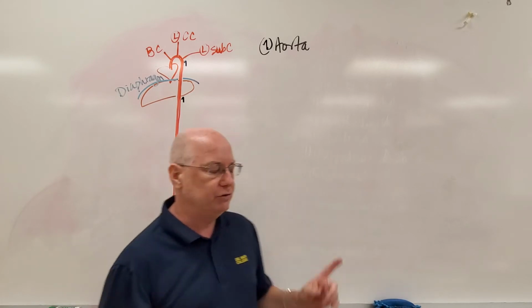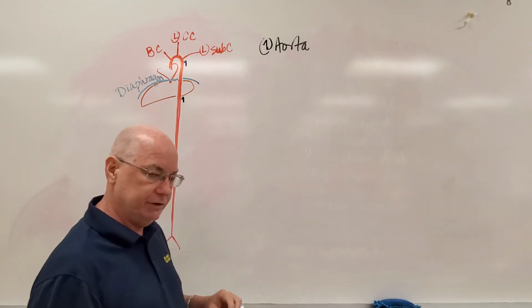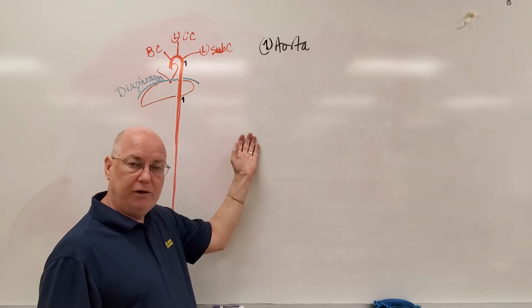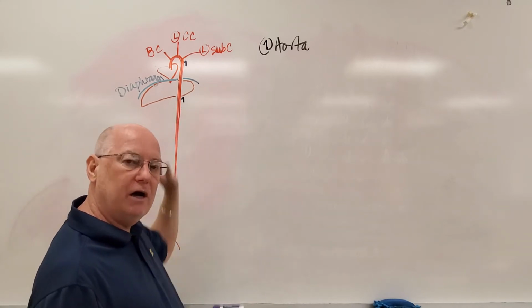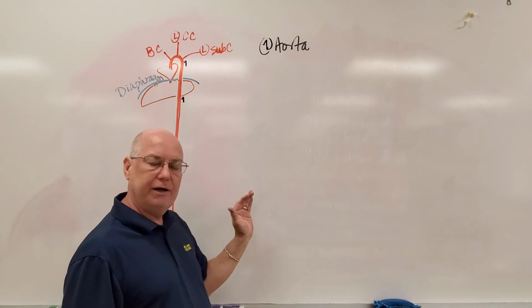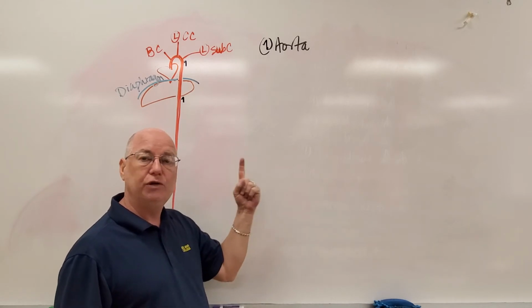You have to remember, if it's red, it's an artery. If it's blue, it's a vein, except for the pulmonaries. If I put right or left on the name, that means there's another one on the opposite side of the body. If I do not include right or left in the name, that means there's only one of those.